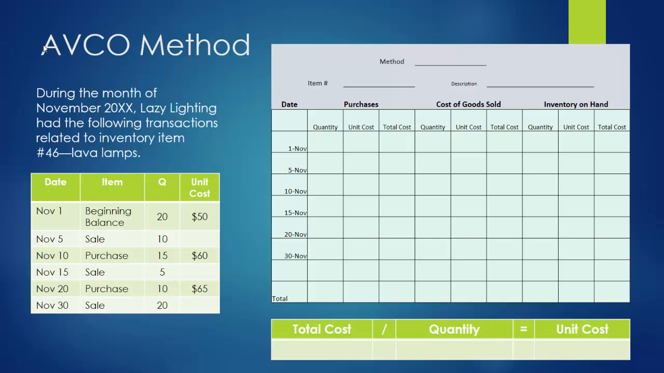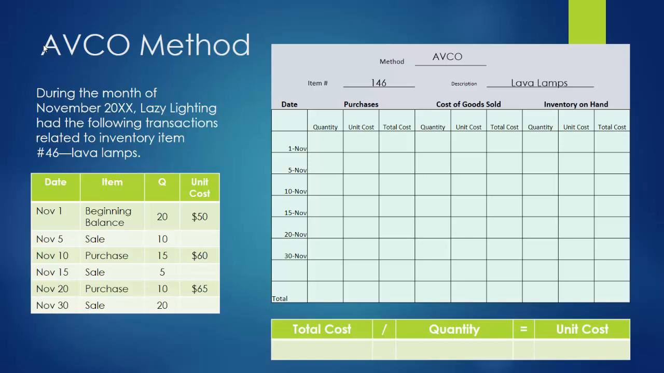Our last method is AVCO, and the weighted average method runs a little different than FIFO and LIFO, namely because we don't need to layer our inventory because we're assuming that all the inventory we have is being carried at the average cost of all of that type of inventory. So to fill in our perpetual inventory record, we still need the method. We're AVCO. Our item number gets filled in, and then we have our description, which is lava lamps.